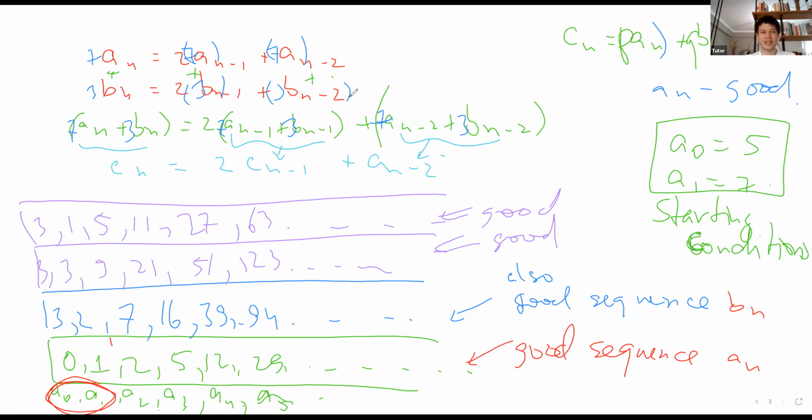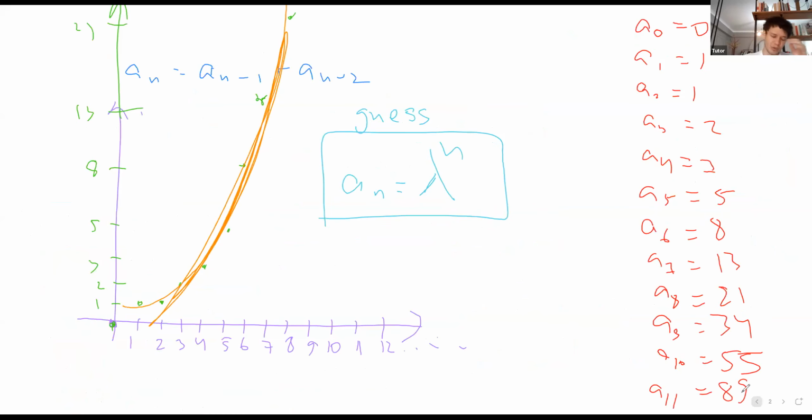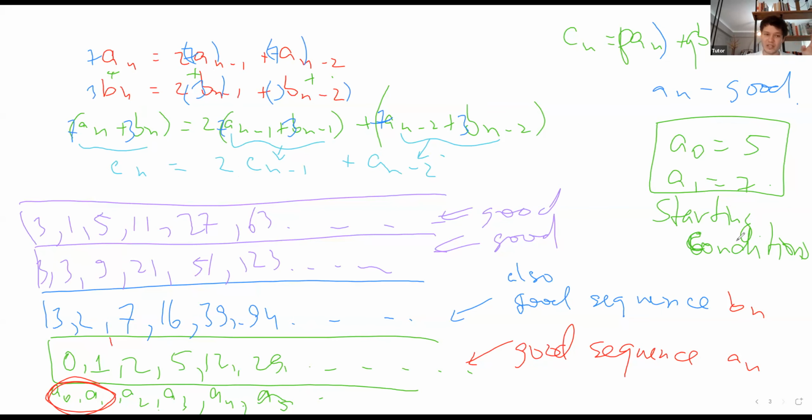Okay, so now we have an idea of how we can combine good sequences. If they're linear, we can take linear combinations, right? I can take 3 of this and 7 of this, or 10 of this and minus 2 of this, or any other variation. Then now we can go a little bit back to our problem. We're looking at Fibonacci numbers. Again, we're trying to figure out what is going to be the good sequence that satisfies the starting conditions.